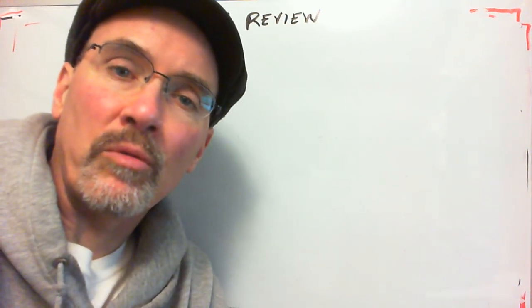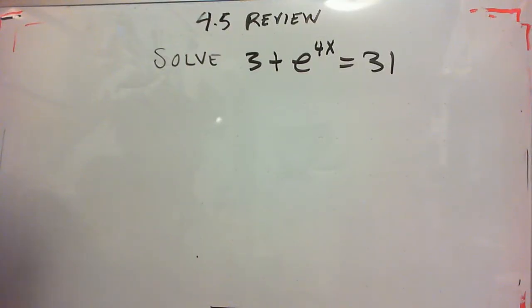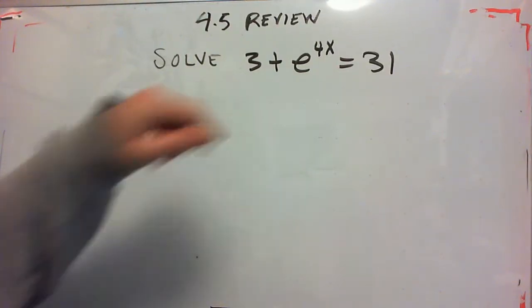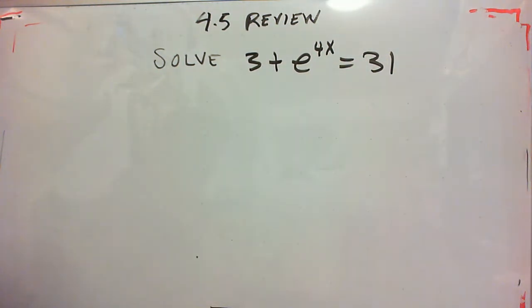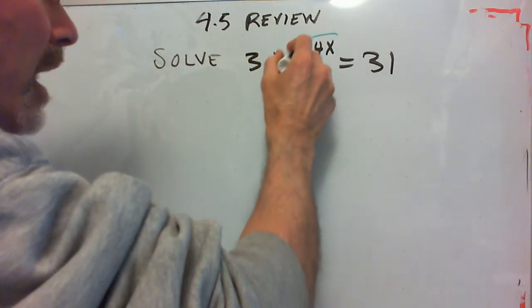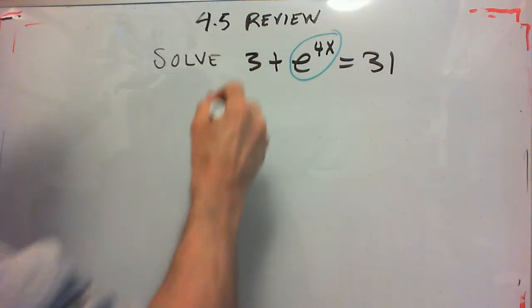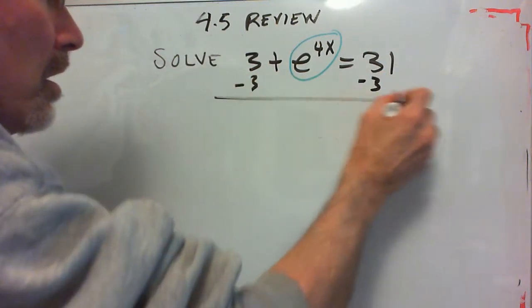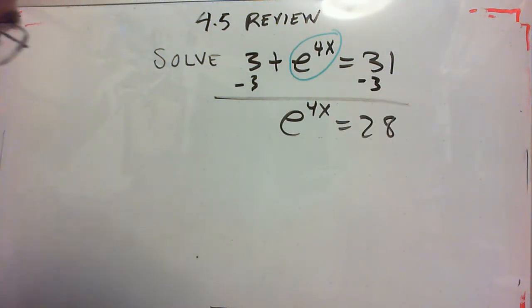Okay, we're going to review some problems from your homework, section 4.5. We'll start with this fairly simple exponential equation, 3 plus e to the 4x equals 31. Now, the way you solve exponential equations is to get that exponential term all by itself on one side of the equation, and it's pretty easy to do that in this case. Subtract 3 from both sides. So e to the 4x equals 28.